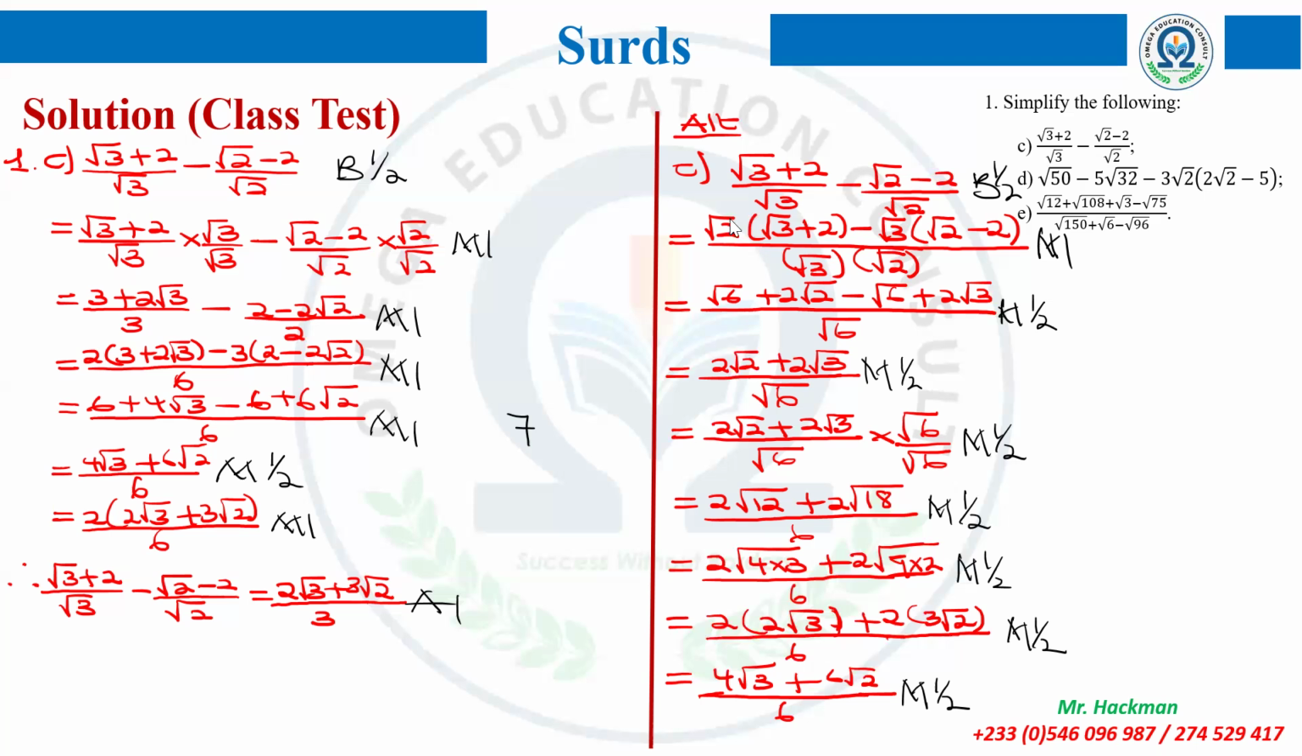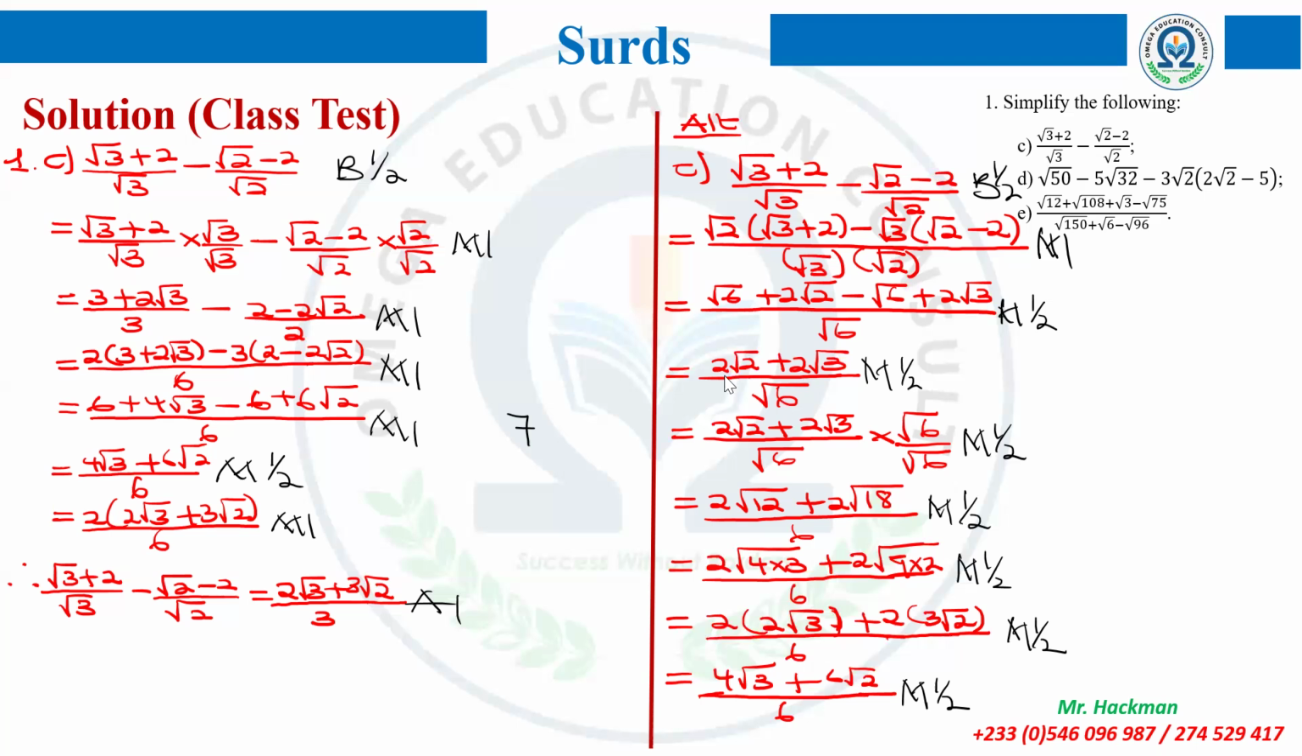So that will give you root of 6, plus 2 root of 2, minus root of 6, plus 2 root of 3. So you know that this root of 6 and minus root of 6 will go. So you'll be left with 2 root of 2 plus 2 root of 3.